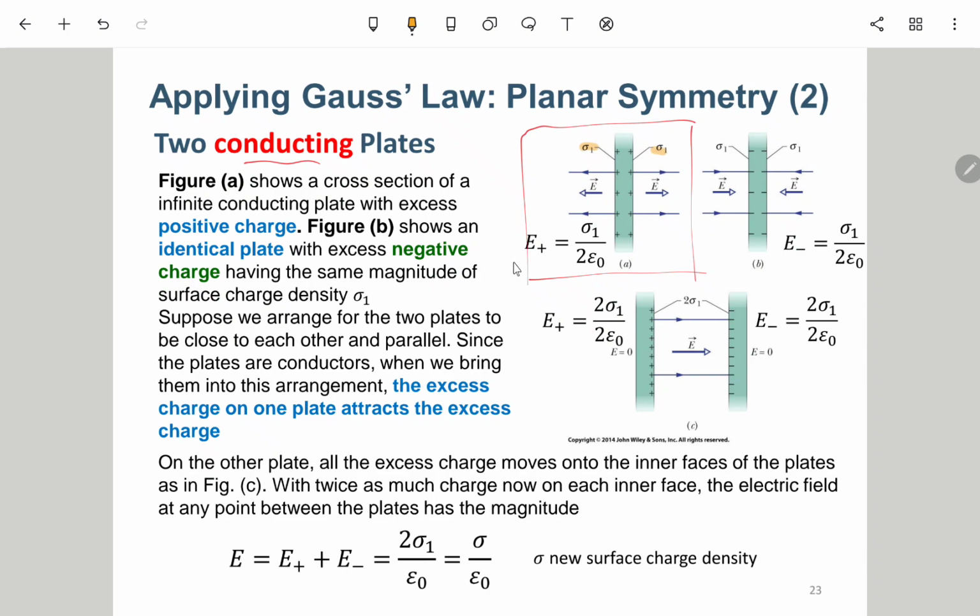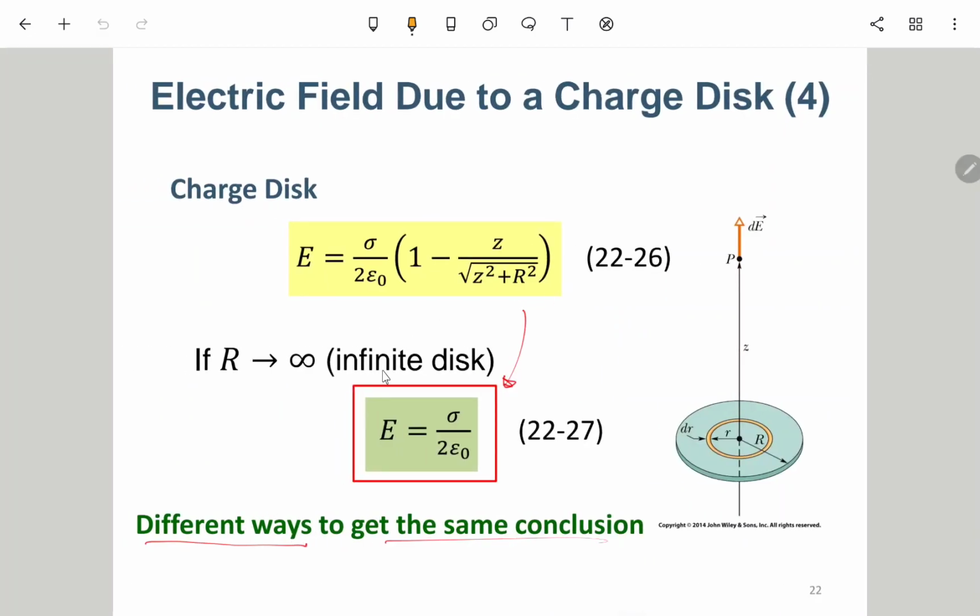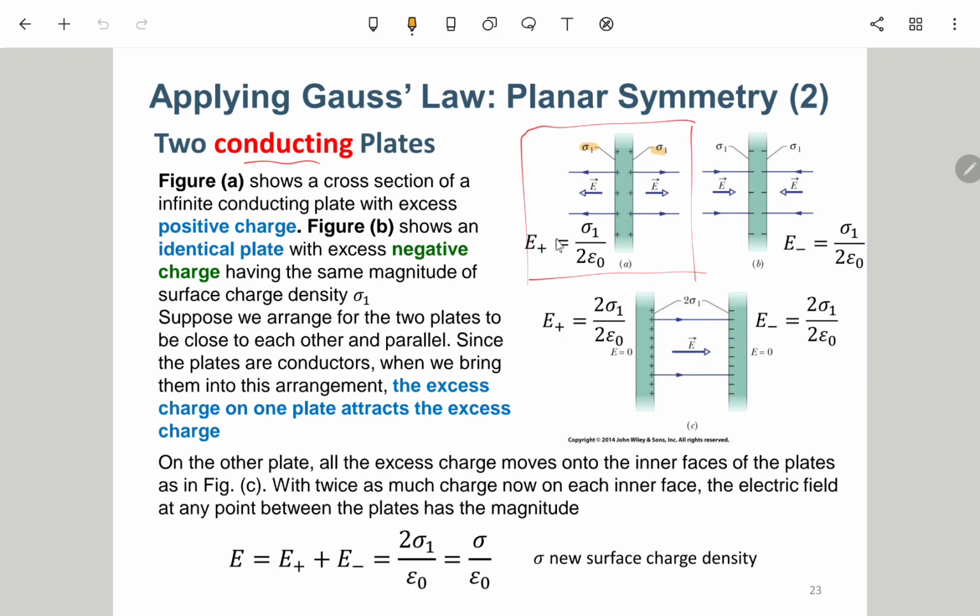In such a way, we assume that E plus will be sigma 1 over 2 epsilon naught on this side and on this side. Just follow the idea here so that we can get this expression, E plus on this side and E plus on that side. Of course, E is pointing to the left on the left side, and E is pointing to the right on the right side.